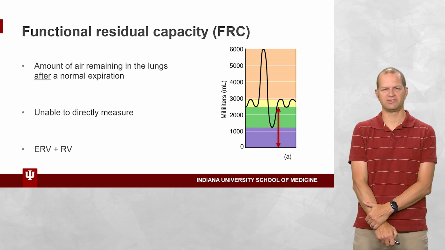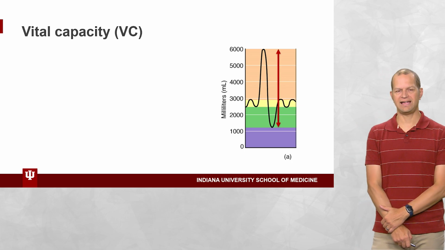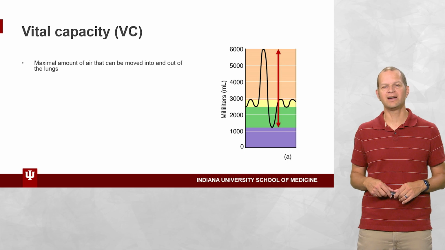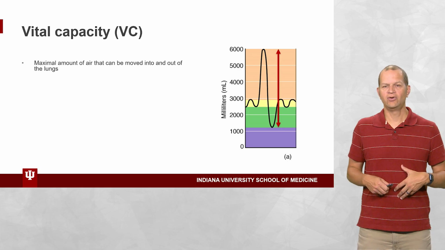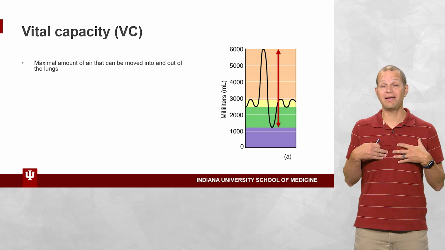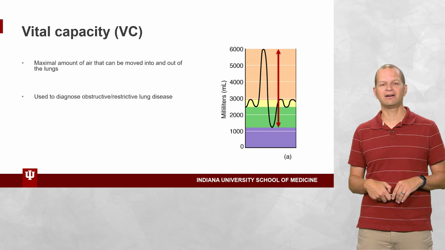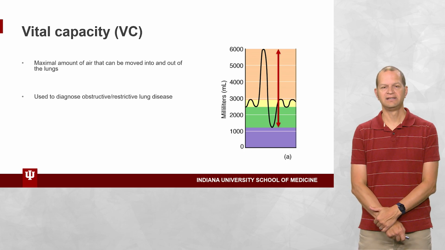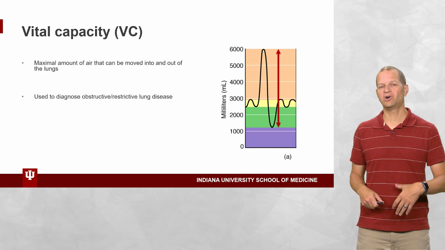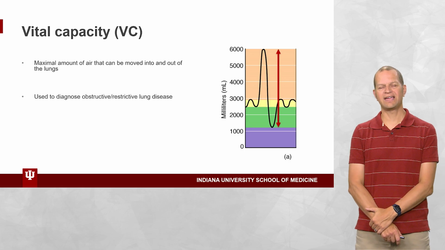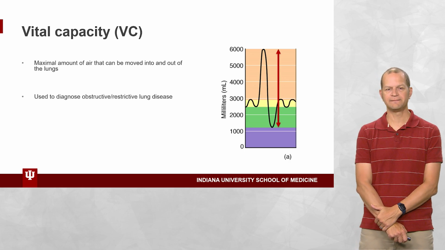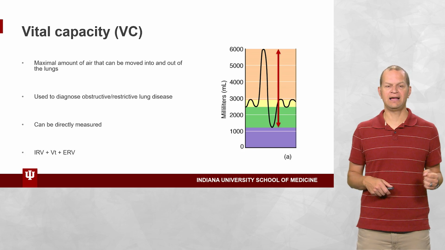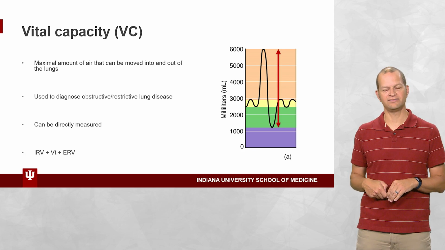Then we've got vital capacity. So vital capacity is just what's the maximum amount of air we can get in and out of our lungs. Normally to do this, we fill our lungs all the way up and then we blast air out until no more air comes out. Vital capacity is used to diagnose lung disease as well. Okay. For those of you that have had asthma or have been tested for asthma, one of the things that they almost certainly measured was your vital capacity. Okay. We can directly measure this, and it's IRV plus tidal volume plus ERV.